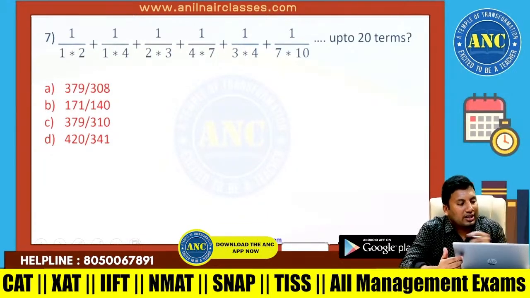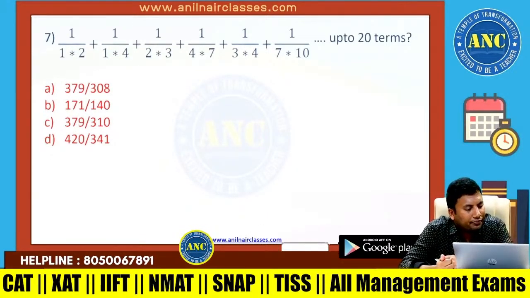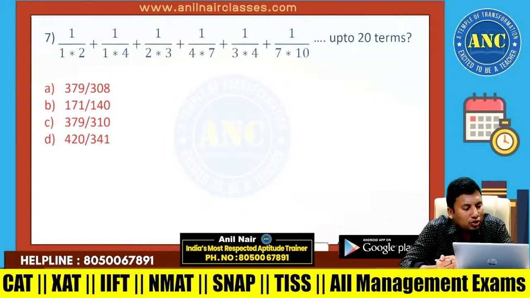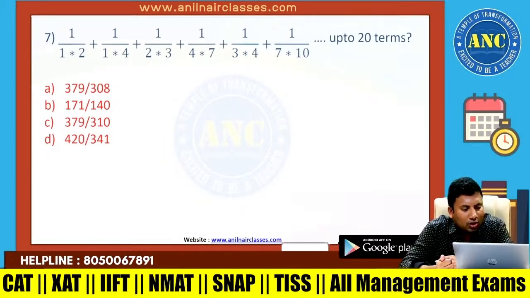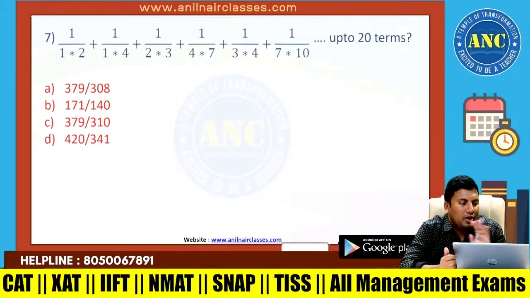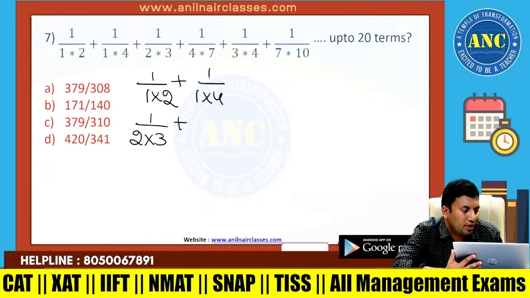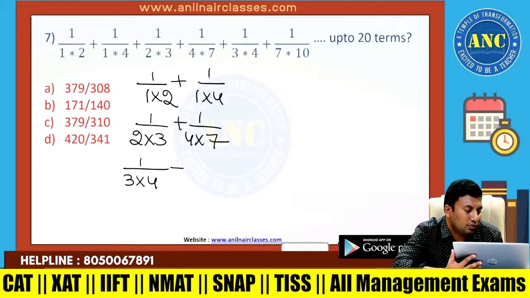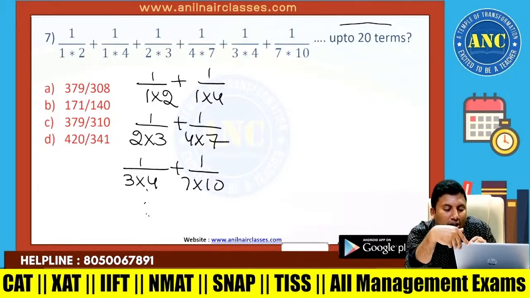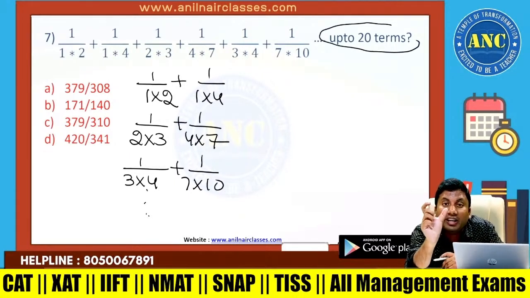Now, next one: 1 by 2 into 1 by 4 and so on up to 1 by 2 into 3, 1 by 4 into 7 and so on up to 20 terms. Now, there are doublets. I will write the question like this: 1 by 1 into 2, 1 by 1 into 4, 1 by 2 into 3, 1 by 4 into 7, 1 by 3 into 4, 1 by 7 into 10. Like that, if I take a doublet, total 20 terms are there. That means if I take 2 terms as a group, there are 10 groups.